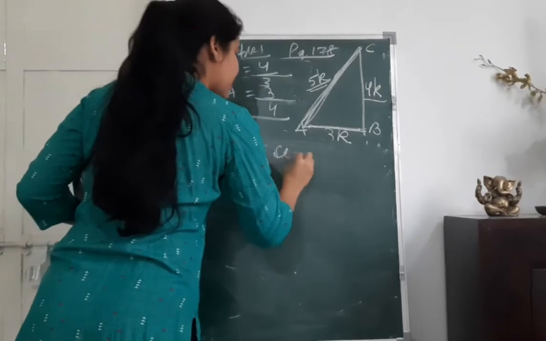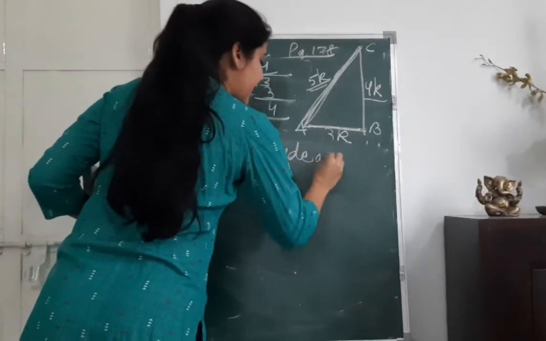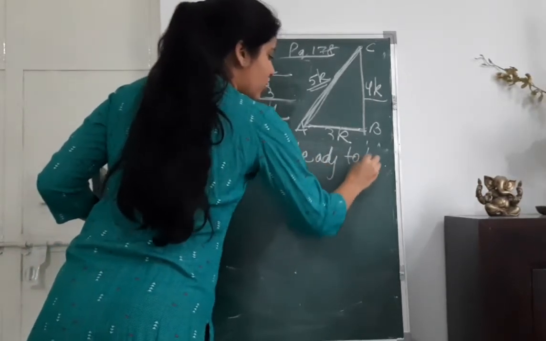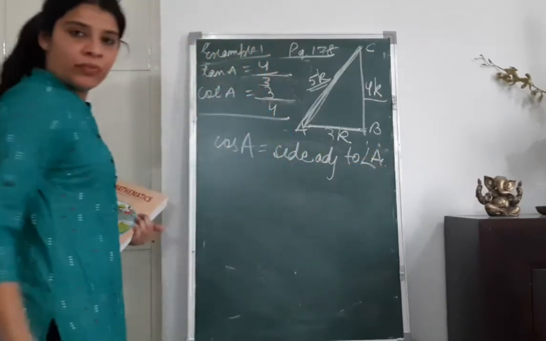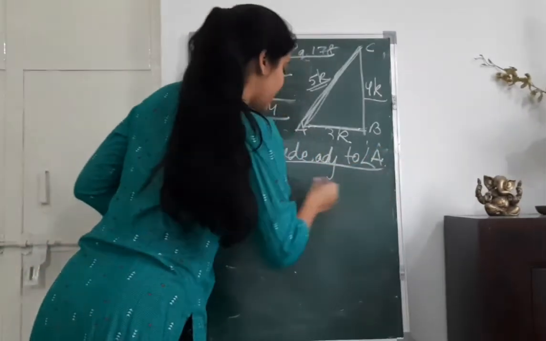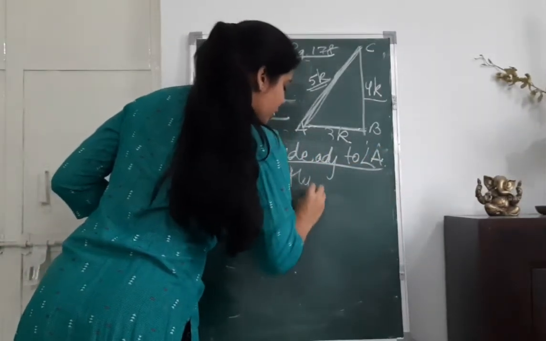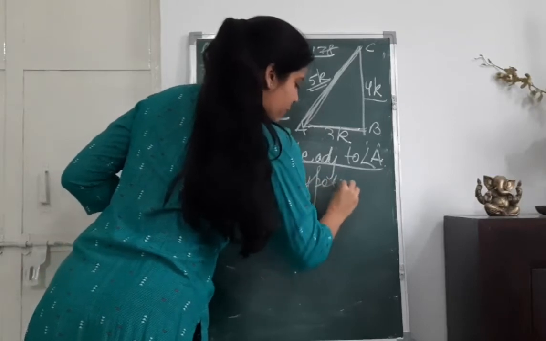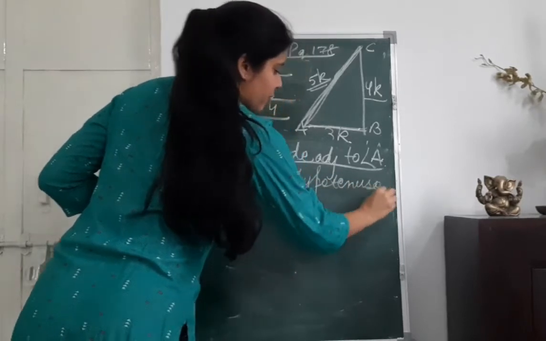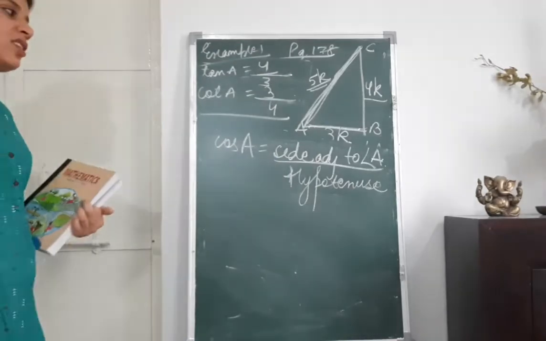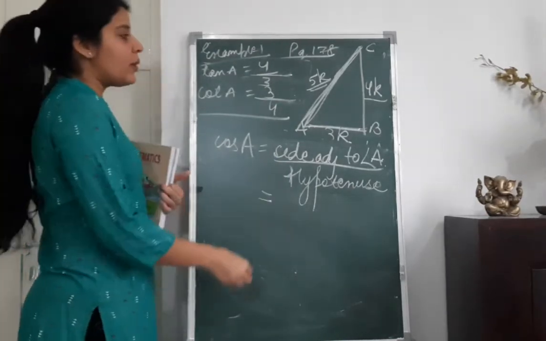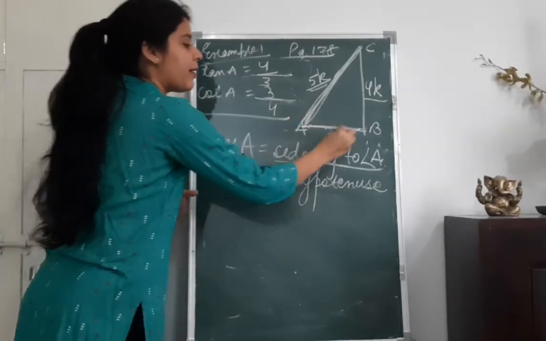Cos A is nothing but side adjacent to angle A upon hypotenuse. Can I say this? Side adjacent to angle A upon hypotenuse. Which is side adjacent to angle A?